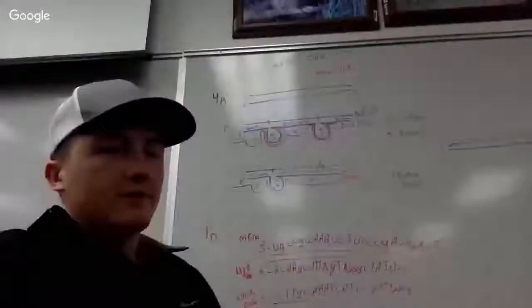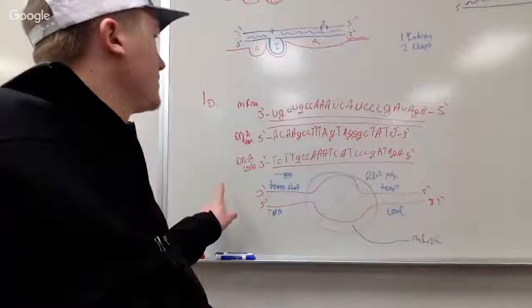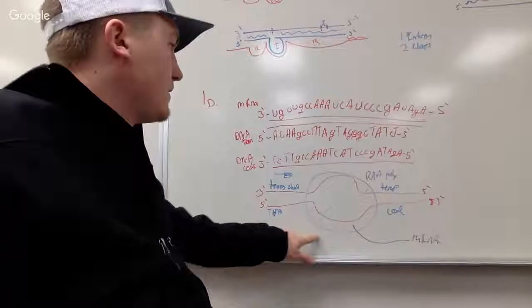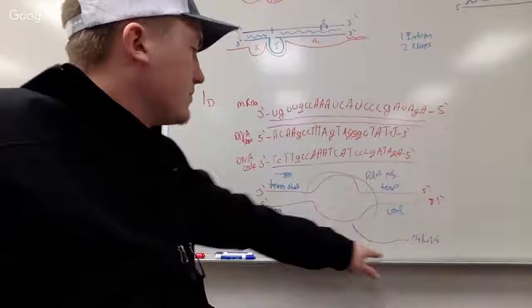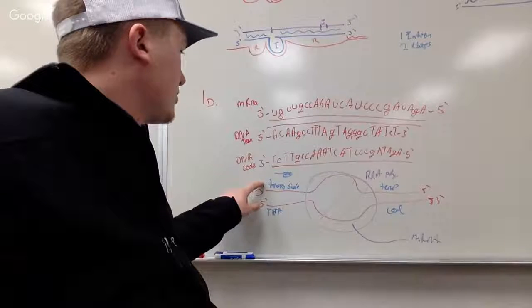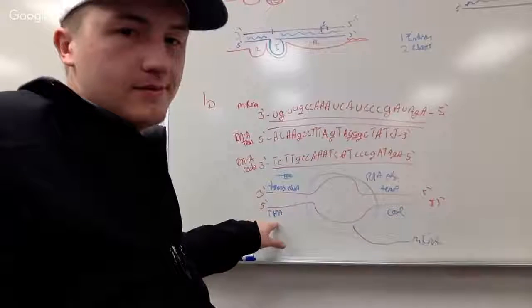For the drawing on D, we have it right here, just behind me. This is our drawing. So we drew everything out. Then we have what's going on right here with our RNA polymerase. It comes out, makes RNA. You have your coding strand, your template strand, your transcription start site, and your TATA box right here.